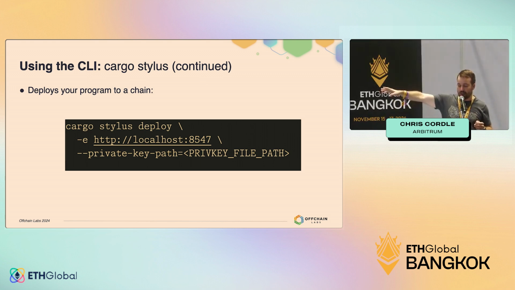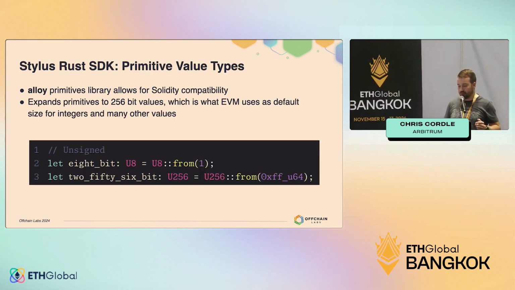Once you're ready to deploy, you'll call cargo stylus deploy with an endpoint and a private key, and it will deploy to either your local chain or a remote chain.